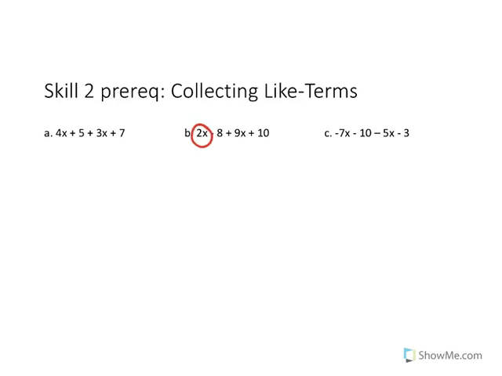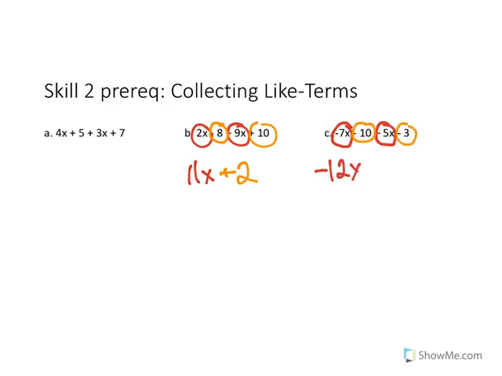So B, 2x and a positive 9x makes 11x, and then negative 8 and a positive 10. Well, that's the same thing as saying 10 take away 8, so it's a positive 2. And then finally, you have negative 7x's and negative 5x's. So if you're taking 7 away and then you take 5 more away, you have negative 12x's. And then negative 10 and a negative 3, that becomes negative 13.